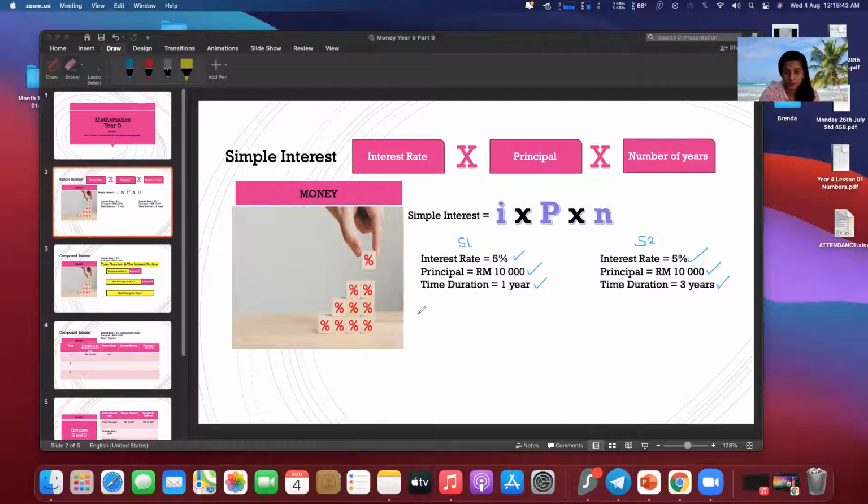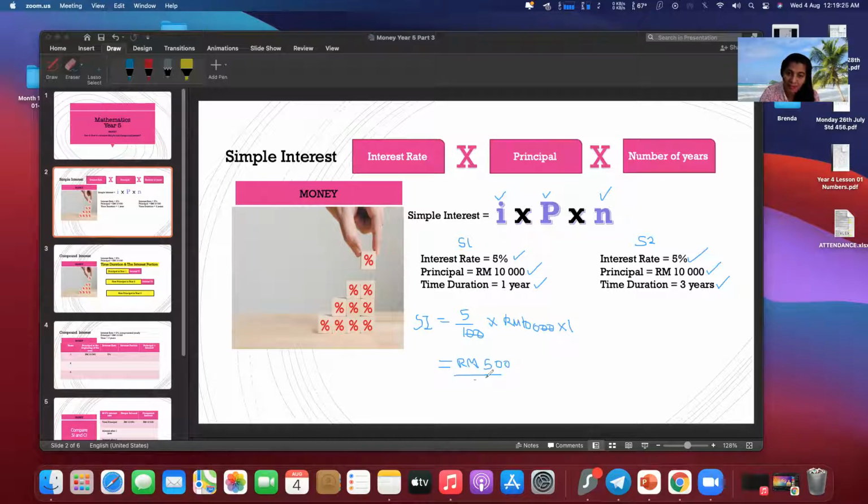So how do I calculate my simple interest? It's easy. All you need to do is take your interest multiplied by principal times the number of years. So interest is 5%, so you write that as 5 over 100, multiplied by 10,000, which is RM 10,000, and multiplied by 1 year. So it's 1 times 1. Over here, 2 zeros at the bottom, 2 zeros on top. So 100 times 5, so 5 times 100 times 1 still gives you 500.